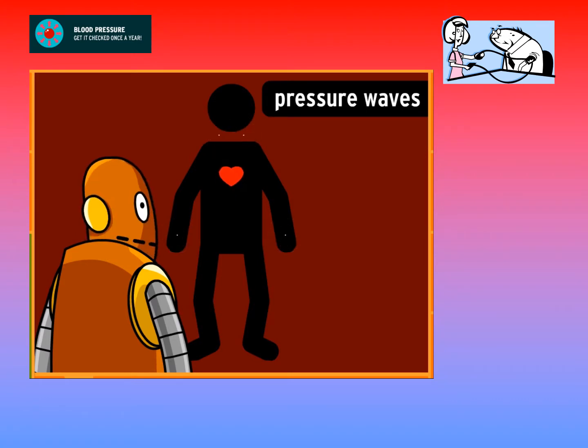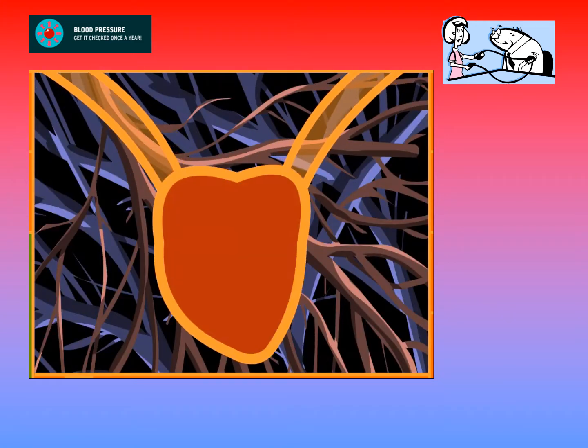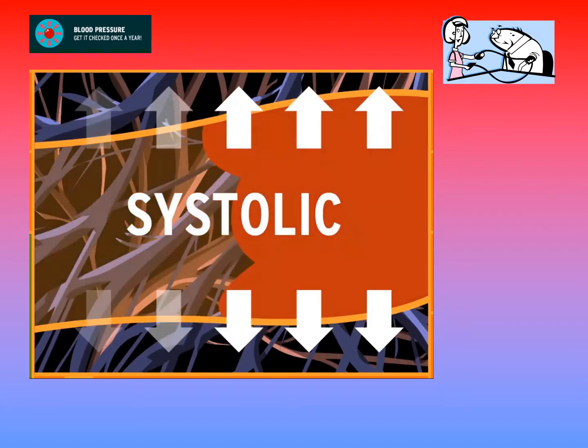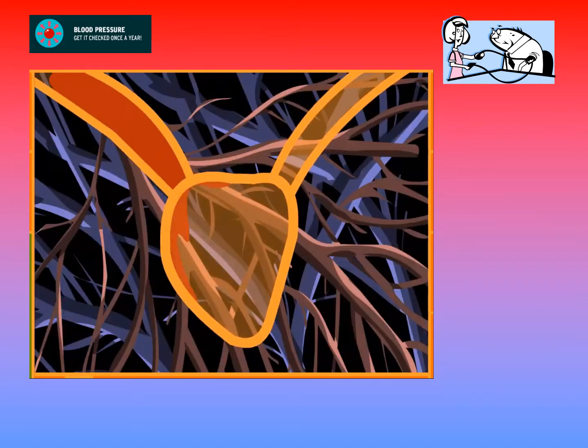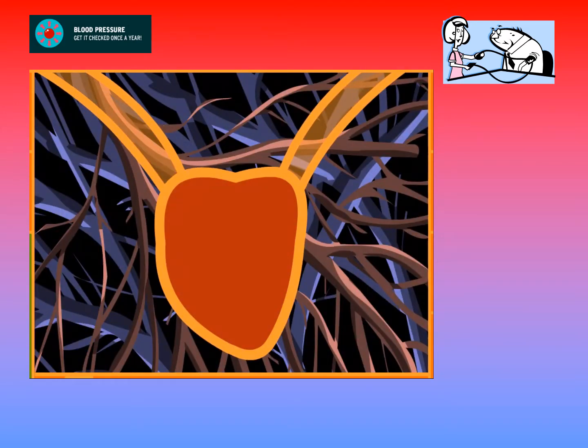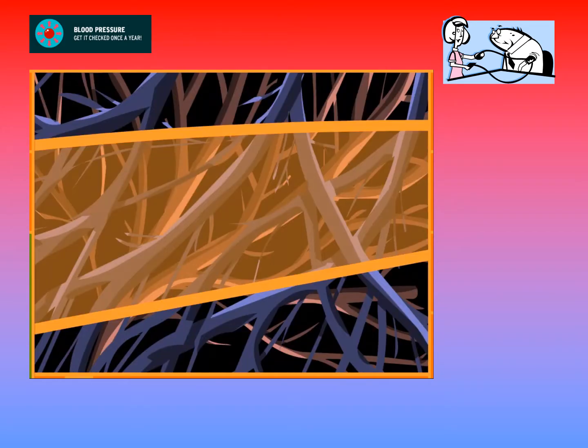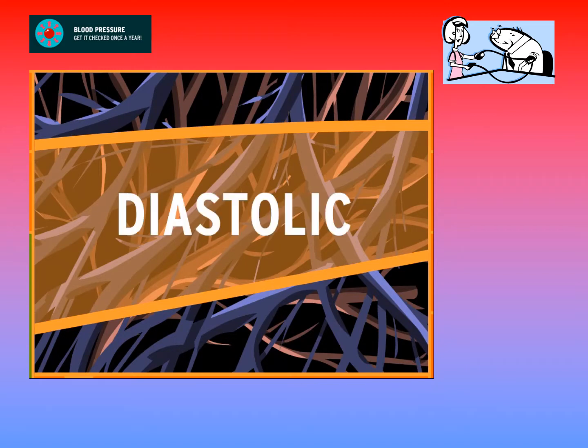Yeah, these are places where you can take your pulse. Blood pressure is highest during the first part of the heartbeat when the heart contracts and pushes blood into the arteries. This is called systolic blood pressure. On the second half of the heartbeat, the heart relaxes and fills with blood. The pressure here is at its lowest, and this is called diastolic blood pressure.